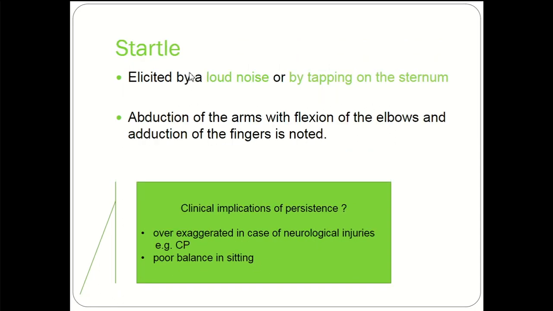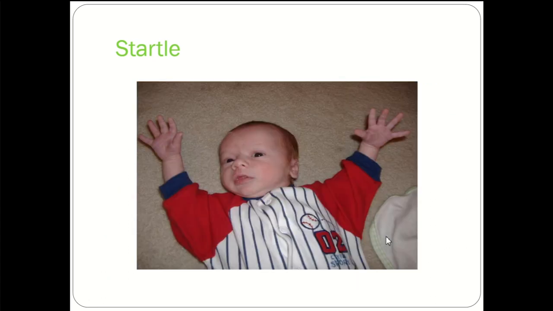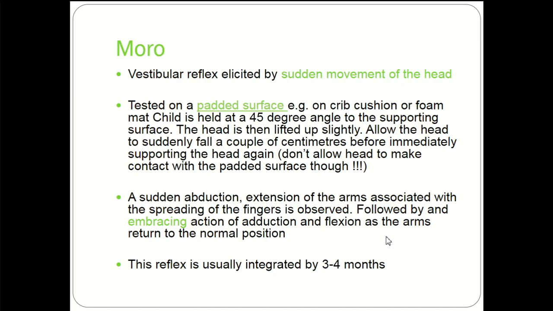Next is the startle reflex. This is elicited by a loud noise or by tapping on the sternum. Abduction of the arms with flexion of the elbows, and adduction of the fingers is noted. If this reflex is persistent, then it is over-exaggerated in the case of neurological injuries like CP, and it also affects balance in sitting. Like this, how it is elicited, right?